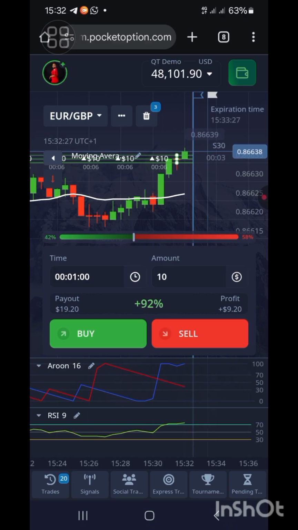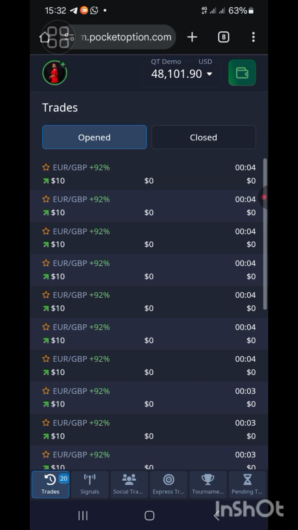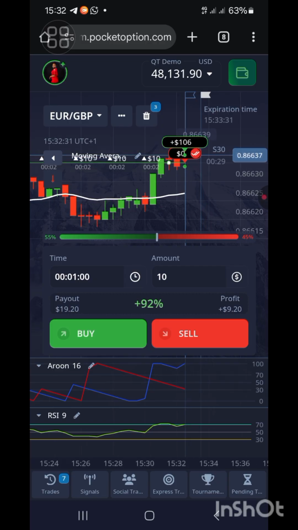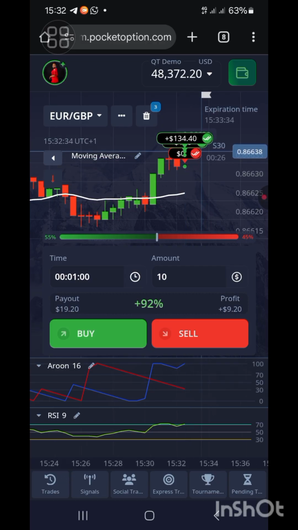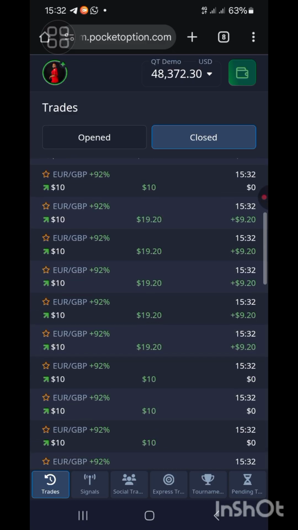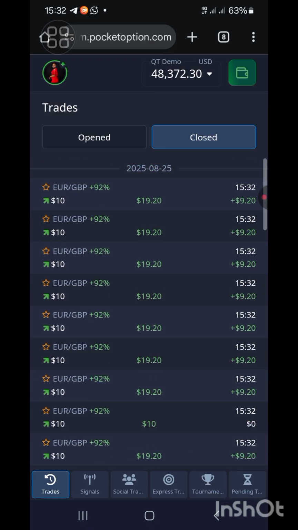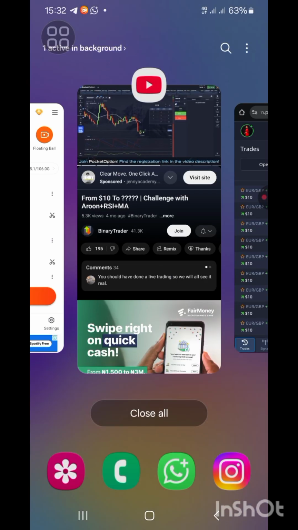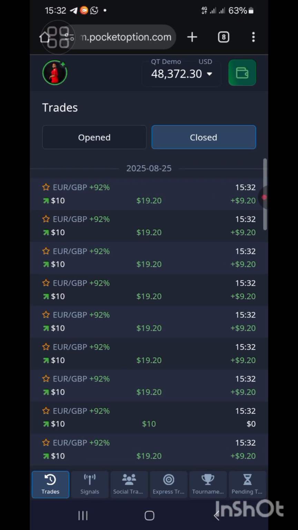Let's wait for it to finish. Yes, it was a profitable strategy, because I did not take it on the second candle. I was supposed to take it.